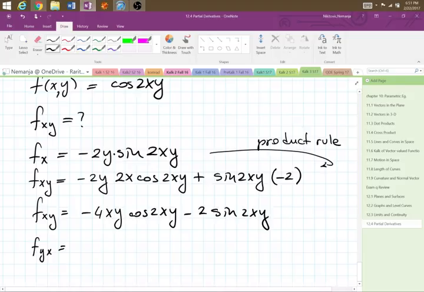So let's. Oh, wait. The answer is -4xy cosine 2xy. I am sine. Oh, that's interesting. Obviously. Tyler is in equal sign, so why am I saying Yeah. that? Yes, they do.